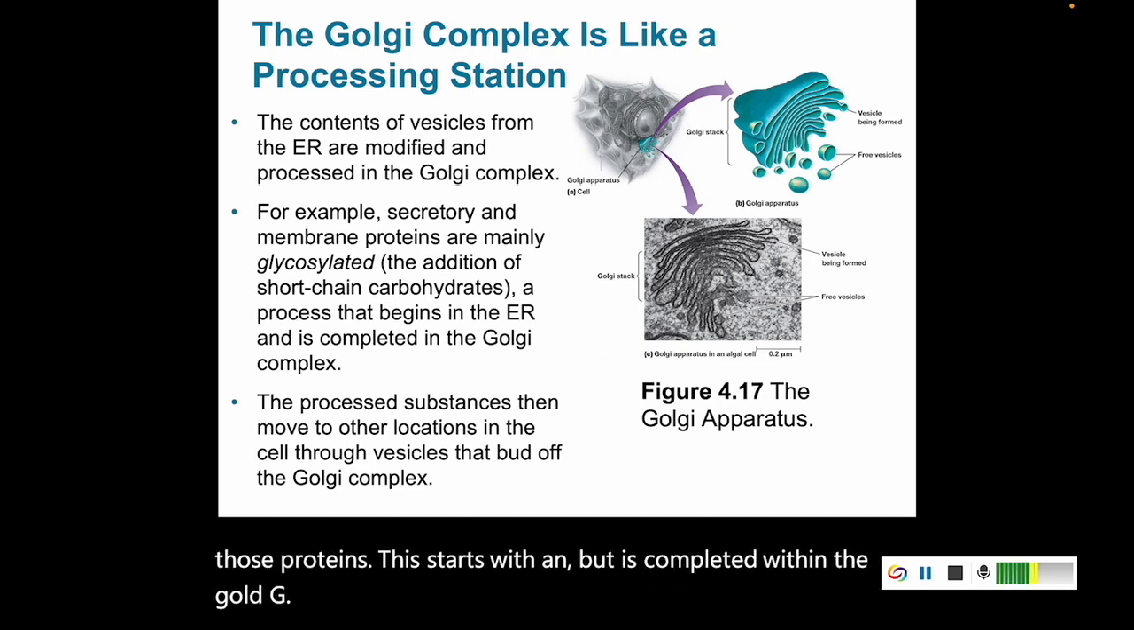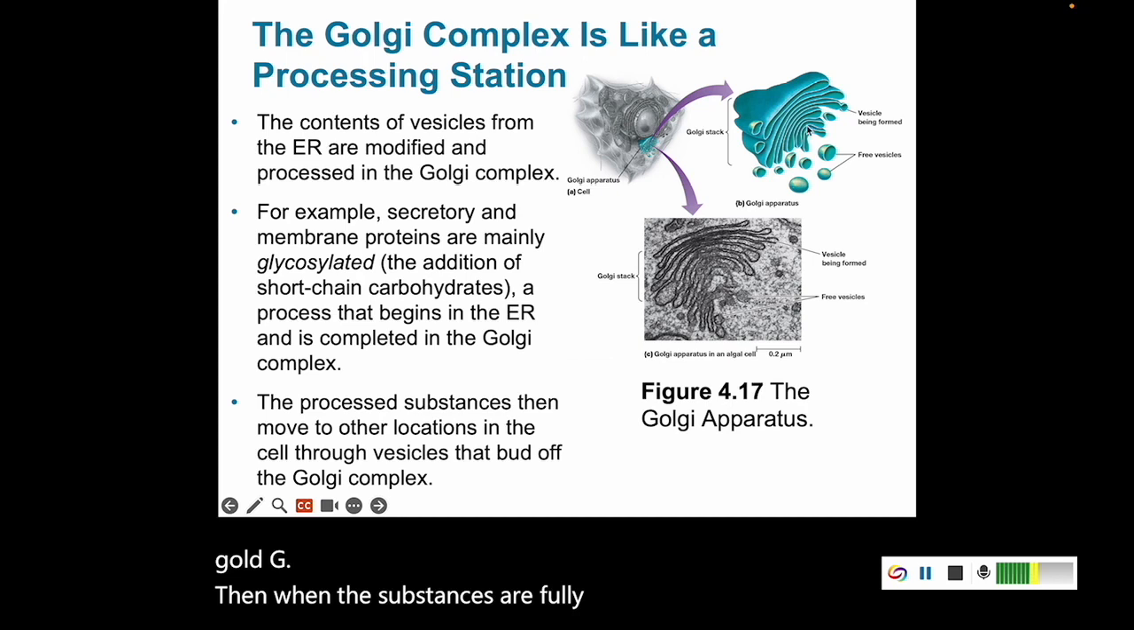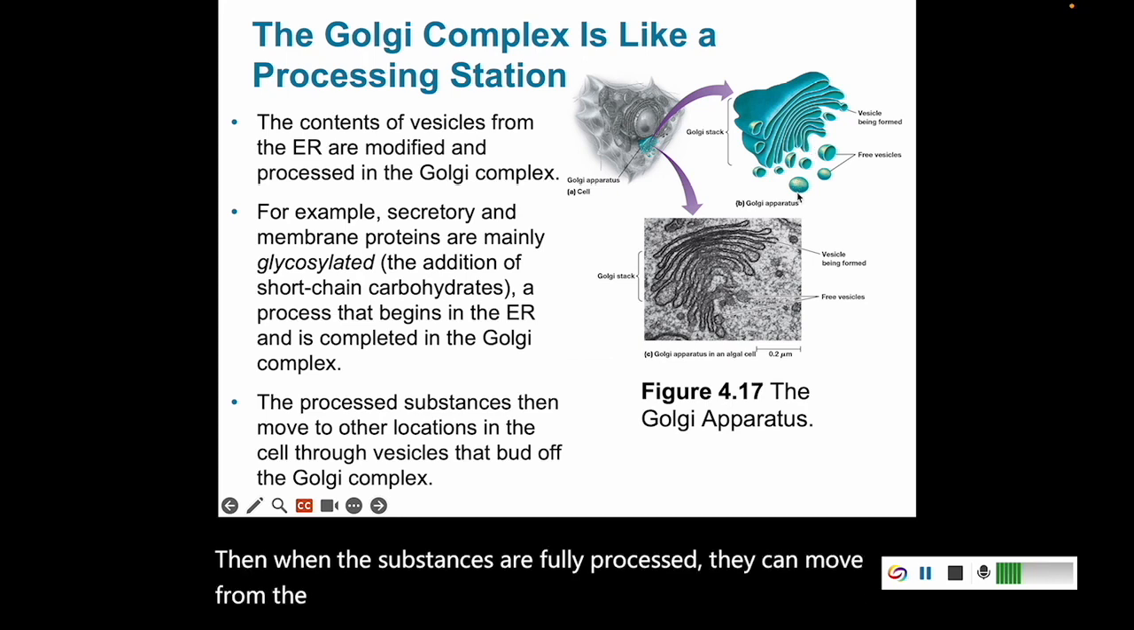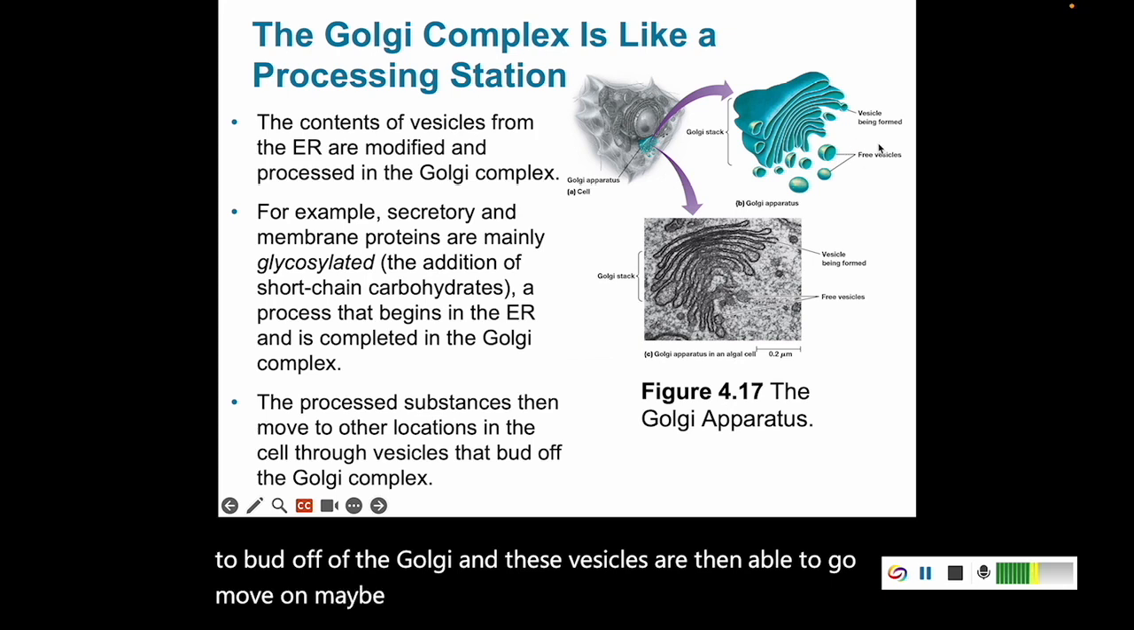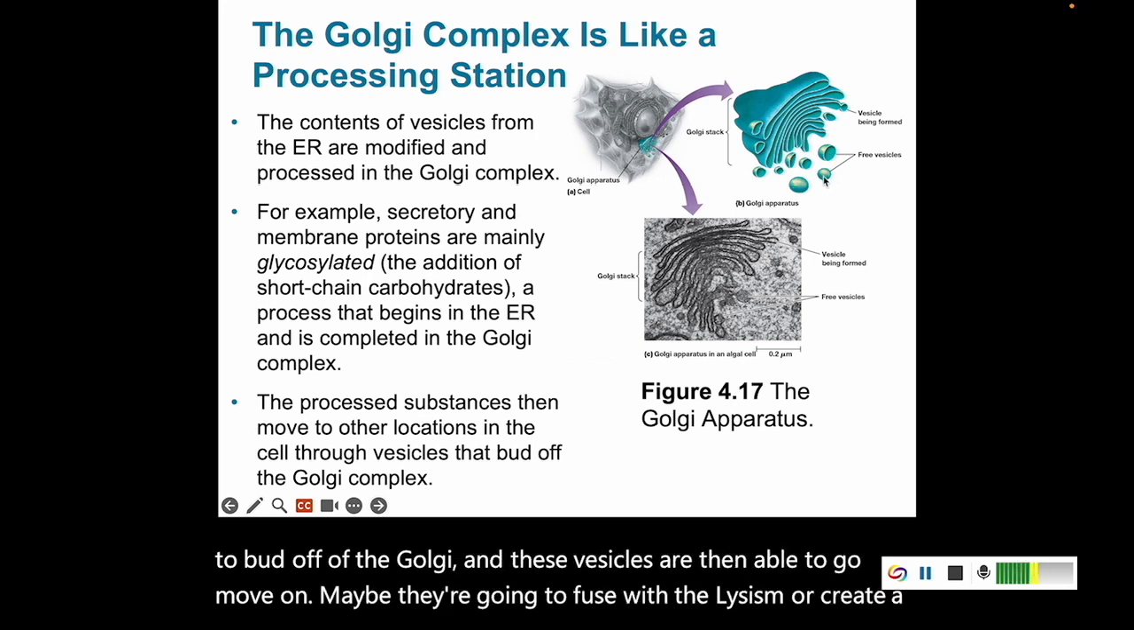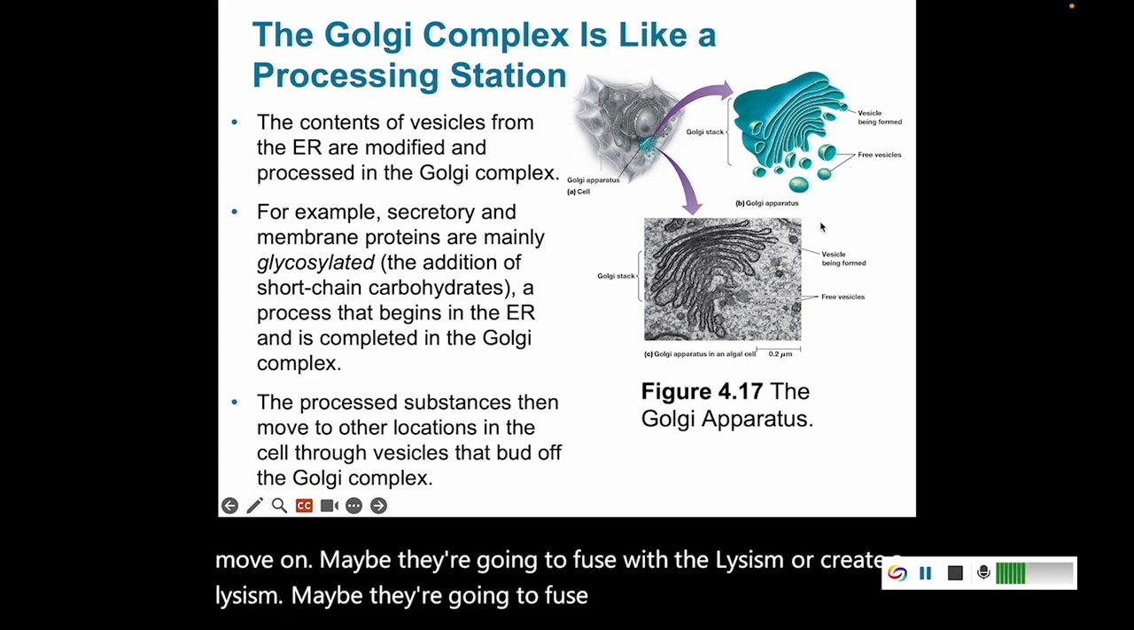Then when the substances are fully processed, they can move from the Golgi to other locations. These little vesicles are going to bud off of the Golgi, and these vesicles are then able to move on. Maybe they're going to fuse with a lysosome or create a lysosome. Maybe they're going to fuse with the plasma membrane or release contents out of the cell.